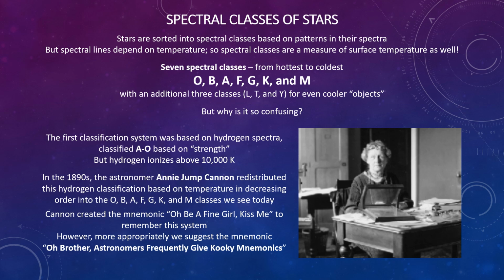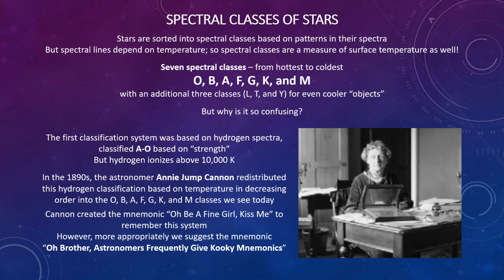So now that we know that stars have different spectra, depending on their composition, but also their temperature, we can sort stars into groups based on their spectral lines. So there are 7 classes of spectral types, ranging from the hottest to the coldest, with O being the hottest, and then going from B, A, F, G, K, and M being the coolest. There are additionally three more letters for even cooler objects, but these aren't really stars in the sense that they are fusing hydrogen into helium, but these are L, T, and Y.